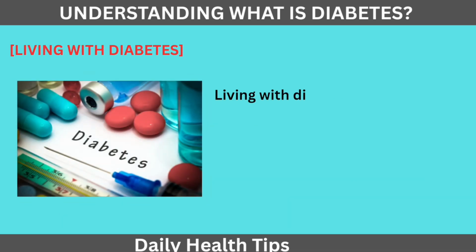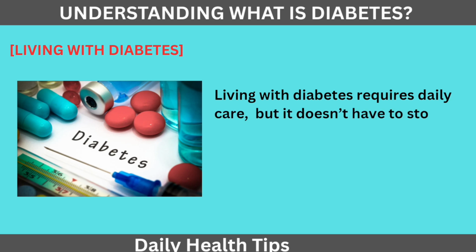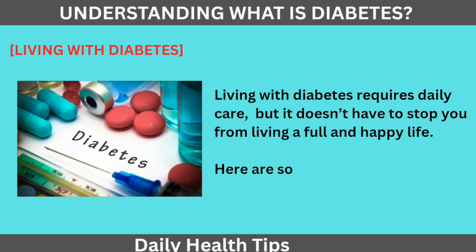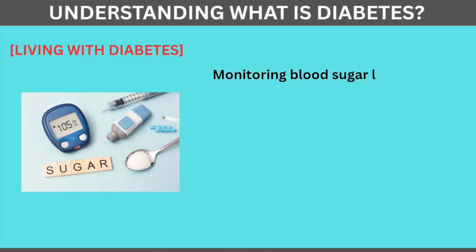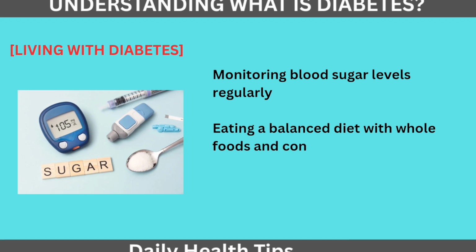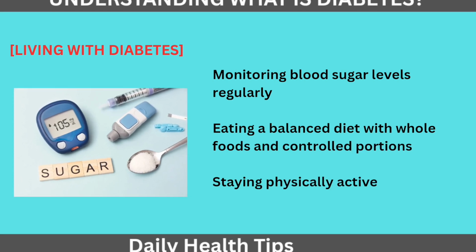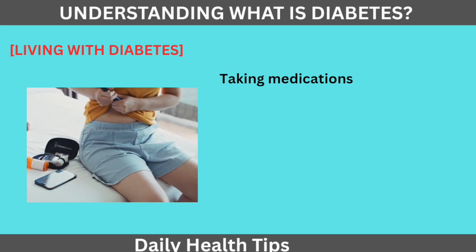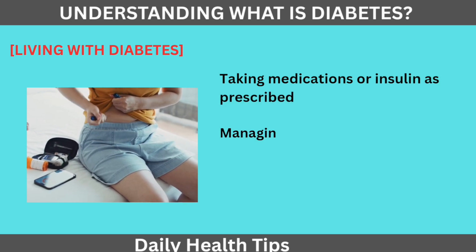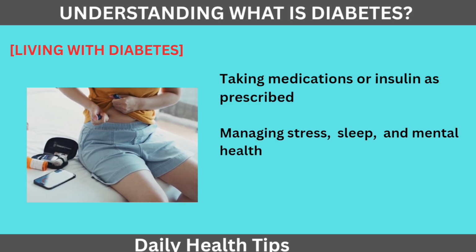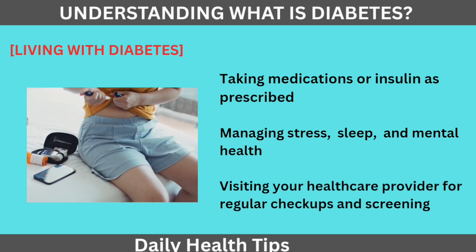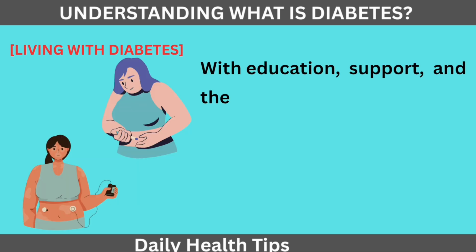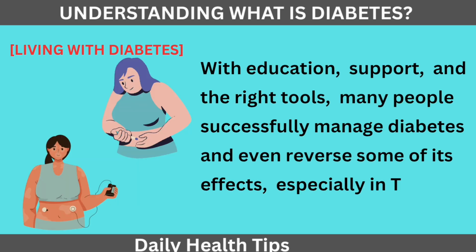Living with diabetes. Living with diabetes requires daily care, but it doesn't have to stop you from living a full and happy life. Here are some key elements of diabetes management. Monitoring blood sugar levels regularly. Eating a balanced diet with whole foods and controlled portions. Staying physically active. Taking medications or insulin as prescribed. Managing stress, sleep, and mental health. Visiting your healthcare provider for regular checkups and screenings. With education, support, and the right tools, many people successfully manage diabetes and even reverse some of its effects, especially in type 2.